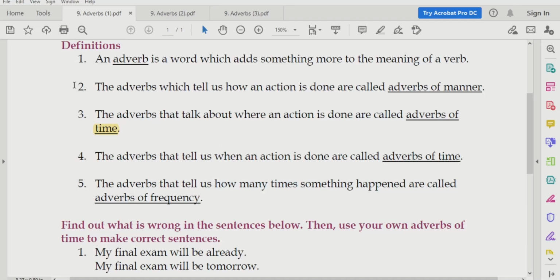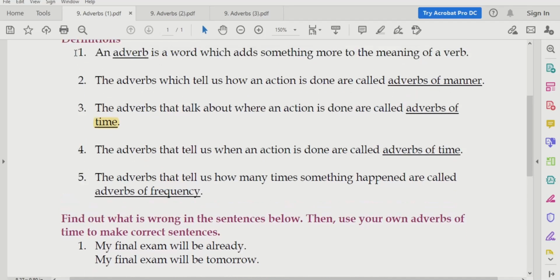I'll go back to the first one, second, third, fourth and fifth. Let us revise it once again. Adverb which adds something more to the meaning. The adverbs which tell us how, कैसे, that is known as adverbs of manner. Adverbs that talk about where, कहाँ किया जा रहा है, adverbs of place. Number 4, when, कब किया जा रहा है, adverbs of time. And the last one, how many times? Kitne bar? Adverbs of frequency.